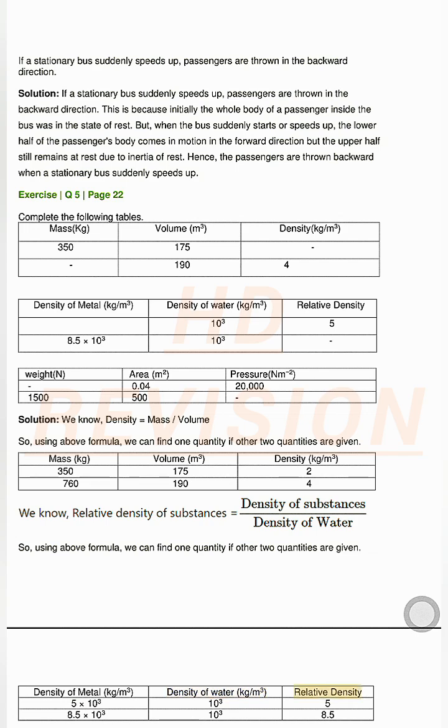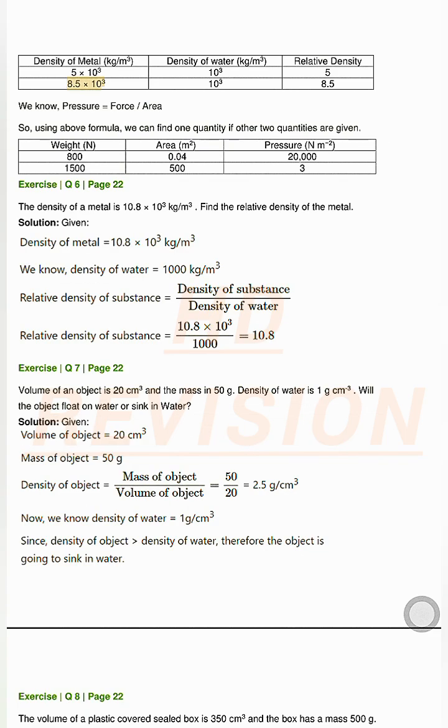Relative density. 5 times 10^3. 10^3. 5. 8.5 times 10^3. 10^3. 8.5. We know, pressure equals force per area. So, using above formula, we can find one quantity if other two quantities are given. Weight N, area m2, pressure Nm-2. 800. 0.04. 20,000. 1,500. 500.